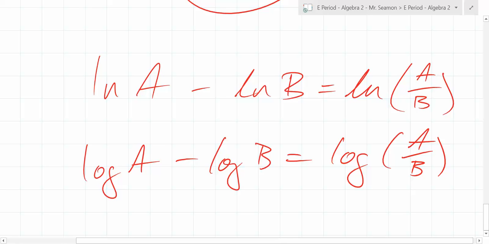I have some textbooks that use log, L-O-G, all the time, base 10, right? I have other textbooks that use ln by default. Does it change the mechanism? No. Why do you think some textbooks use ln instead of log?